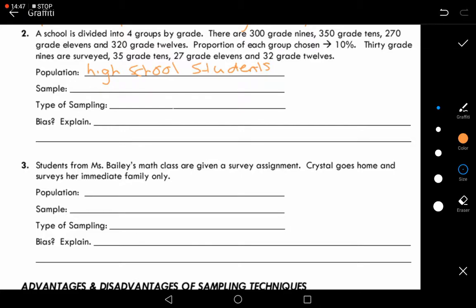Okay, the sample. So how many people are being surveyed and who is being surveyed? That would be 10% of each grade. As soon as I saw that proportion, that makes it kind of easy for me to figure out what type of sample that is, right? They're technically divided into groups, and then from those groups, a portion is taken from each. So that we learned is called a stratified random sample.